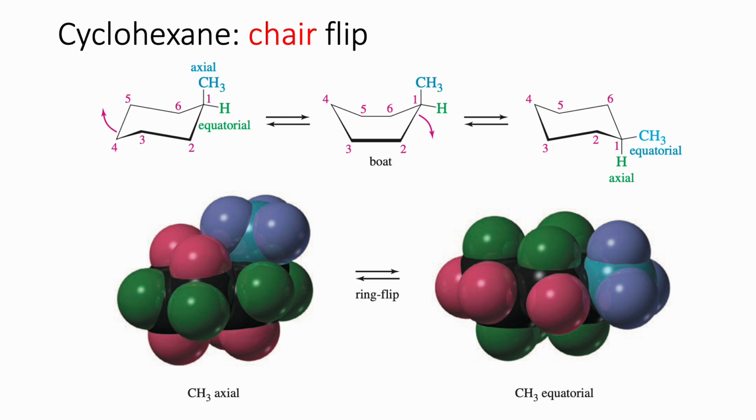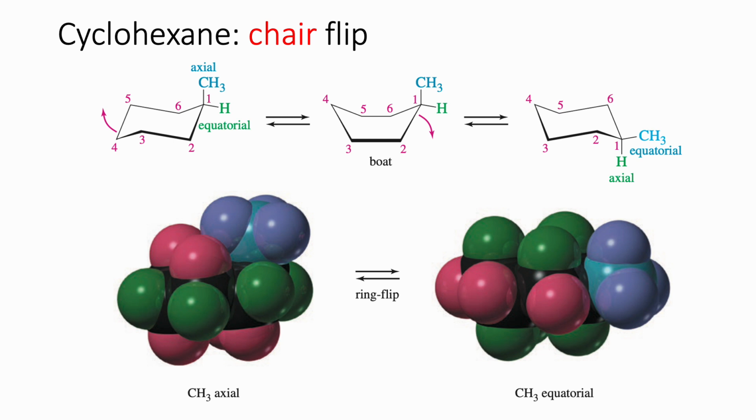This is what I had mentioned earlier: in the equatorial position, groups are further away from each other and from the groups in the ring. That gives them more space to spread out, so that makes them more stable. So when large groups are in the equatorial position, they're more stable than when they're in the axial position. When they're axial, they're too close to the axial groups in the ring, and there is increased steric hindrance.